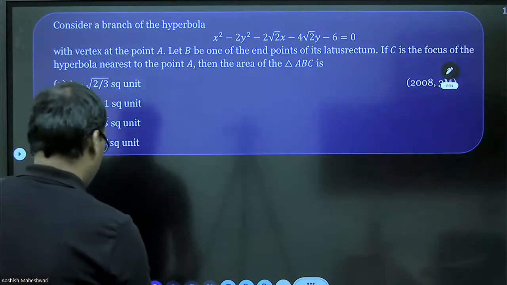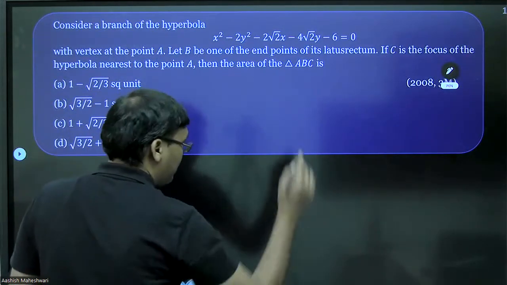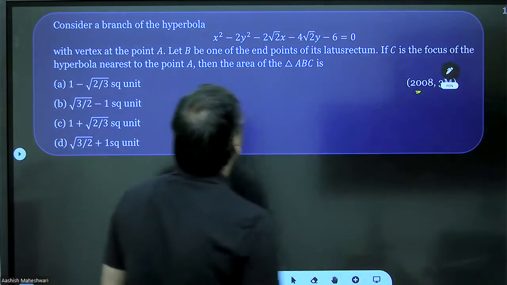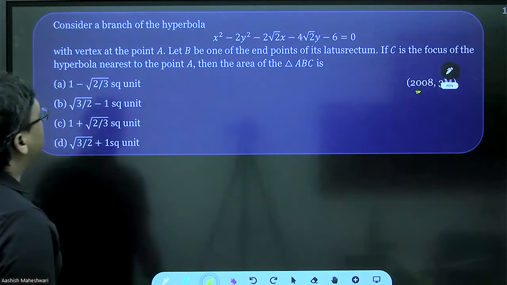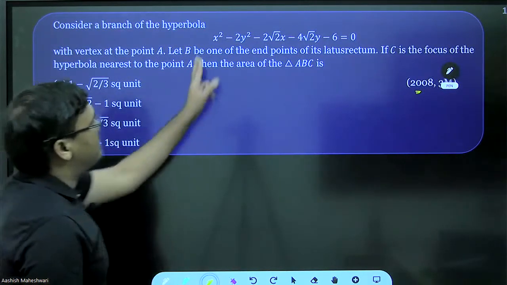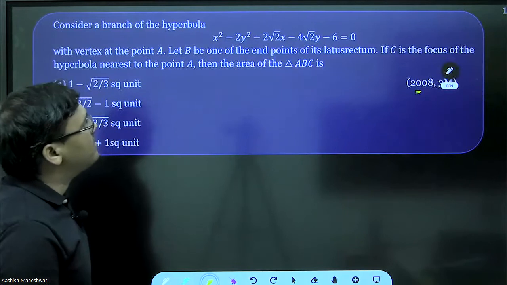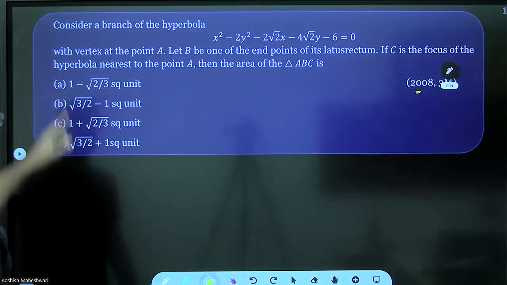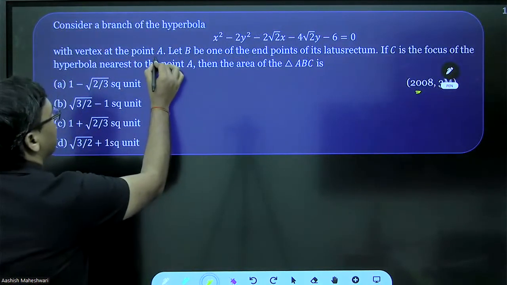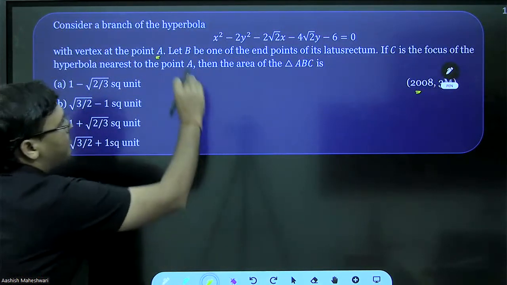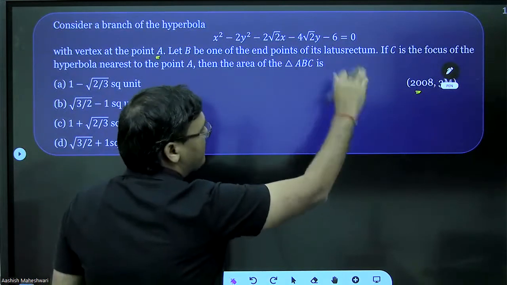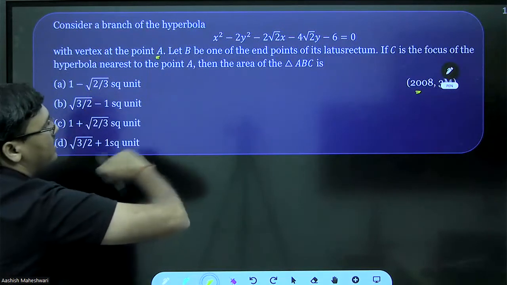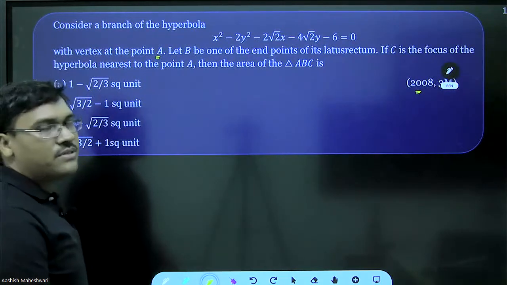Chalo, now this is one interesting question. This was asked in JEE Advanced 2008, right? Now focus here. Consider a branch of the hyperbola x square minus 2y square minus 2 root 2x minus 4 root 2y minus 6 equal to 0 with the vertex at some point A. Let B be one of the ends of latus rectum and C is the focus of the hyperbola nearest to that point A. Then what is the area of triangle ABC?